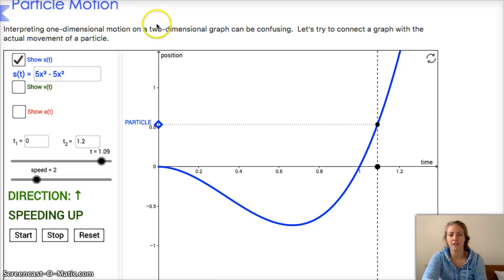So it can definitely be kind of confusing, right? Because we have a particle going in one dimension, but we have a two-dimensional graph here. But we want to describe the motion with respect to time, because that will show us the speed and the velocity.